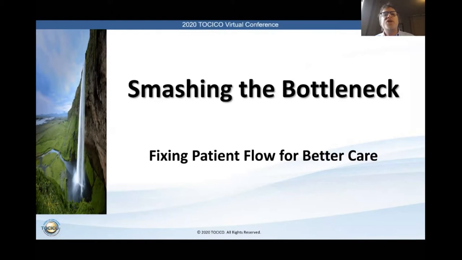When inpatients can't be discharged from the hospital because there aren't any available nursing homes or assisted living facilities, flow backs up across the entire healthcare continuum. Hospitals suffer financially, the staff suffers in job satisfaction and wellness, and patients just plain suffer. So how do we smash the bottleneck in patient flow?